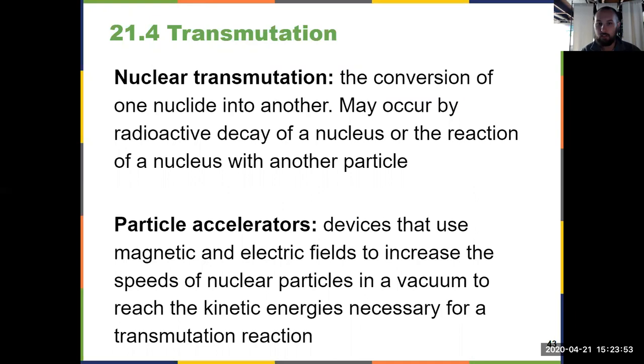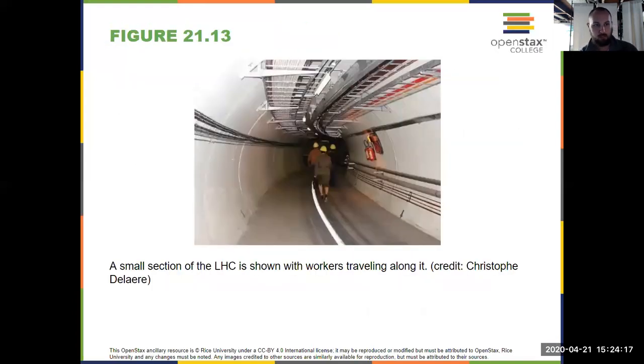These things are superconducting electromagnets, right? Thinking about another application of superconductors from chapter 19. They use both magnetic and electric fields to speed nuclear particles around in a vacuum, okay, to reach extreme kinetic energies that are necessary for a transmutation reaction to occur. And the most famous one, right, is at CERN, which is outside of Geneva, Switzerland, right, the Large Hadron Collider, okay, which is at CERN, the European Organization for Nuclear Research.